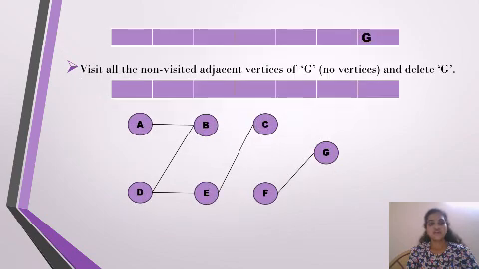Visit all the non-visited adjacent vertices of G. There are no non-visited adjacent vertices of G, so delete G, and the queue is empty and the graph traversal is completed.